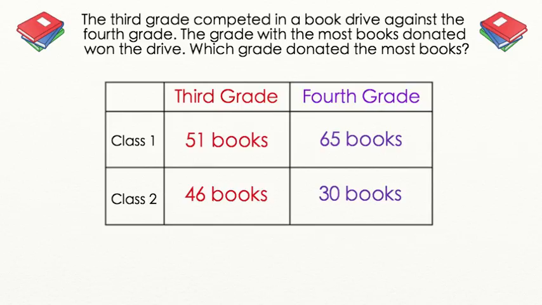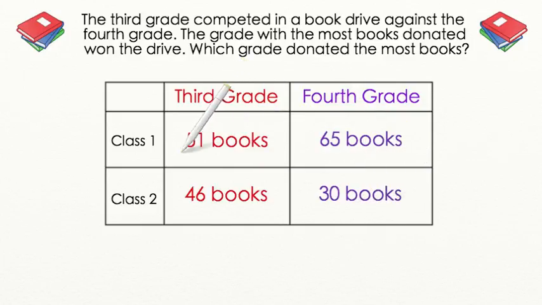Let's go ahead and try a word problem together. The third grade competed in a book drive against the fourth grade. The grade with the most books donated won the drive. Which grade donated the most books? Well, we can see here that the third grade had 2 classes donate books. One class donated 51 books, and one class donated 46 books. In fourth grade, one class donated 65 books, and one class donated 30 books. So let's add together each side of this equation to find out who donated more books.